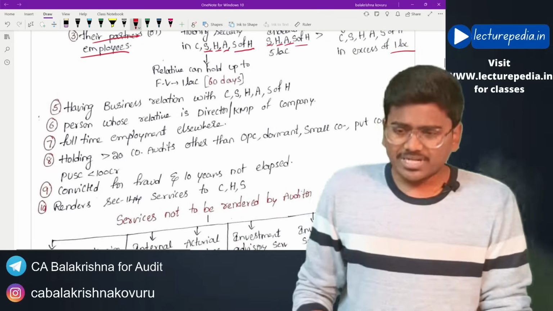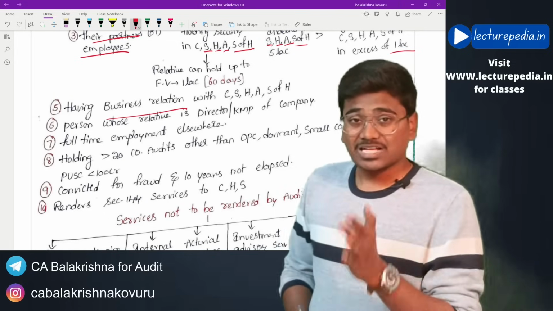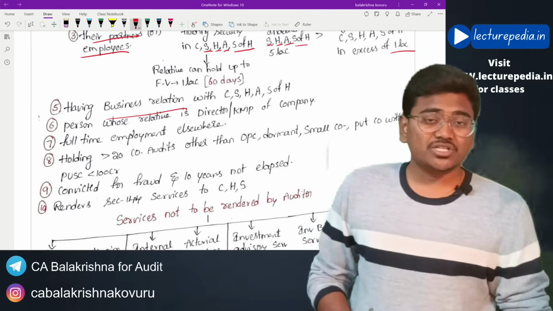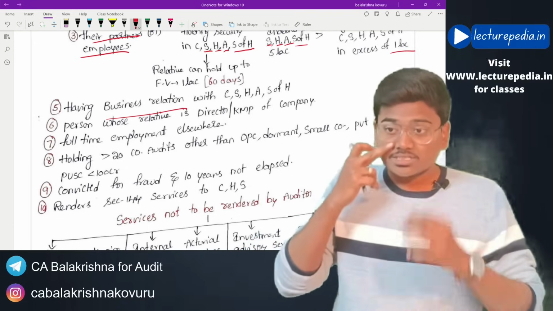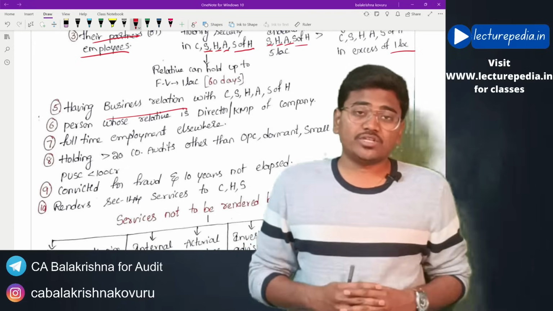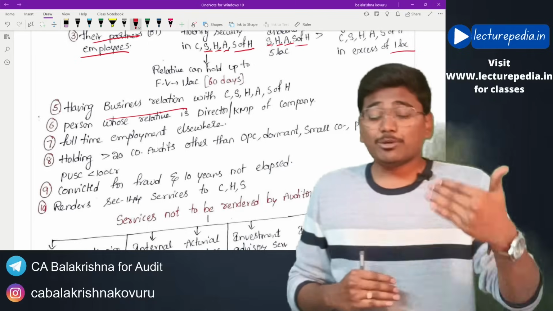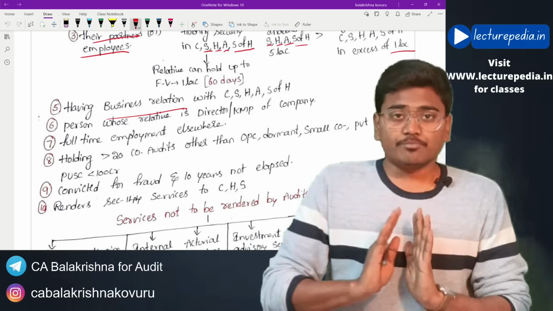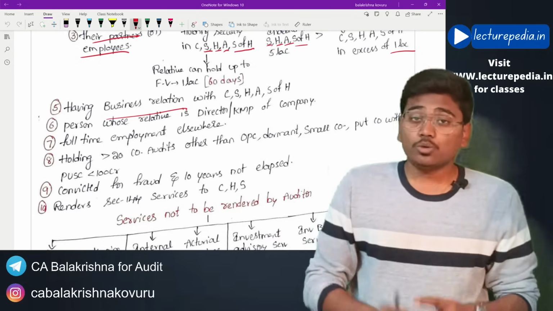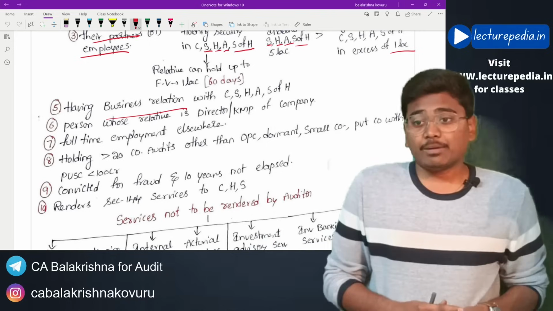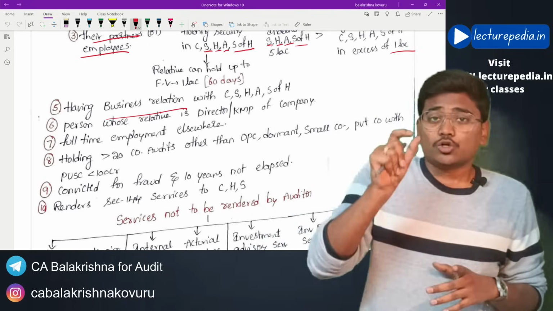Next, if the person is having any business relationship with the company, subsidiary, holding, associate or subsidiary of holding, even that person cannot be appointed as an auditor of the company. Next, a person whose relative is a director or key managerial personnel of the company, even that person cannot be appointed as an auditor. Next, if the person is in full-time employment elsewhere, see, a person who is in full-time employment cannot conduct practice as a chartered accountant, so he cannot be appointed as auditor of the company. Next, the maximum limit of audits for one auditor is 20 audits.